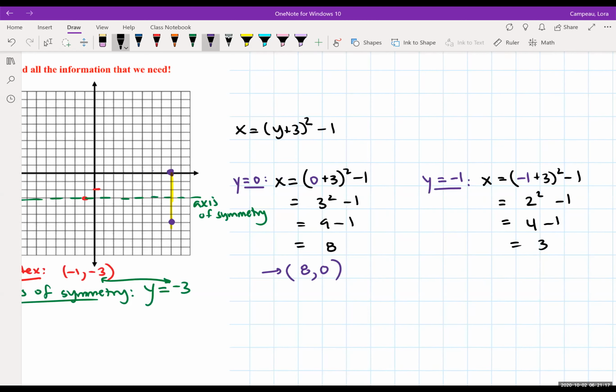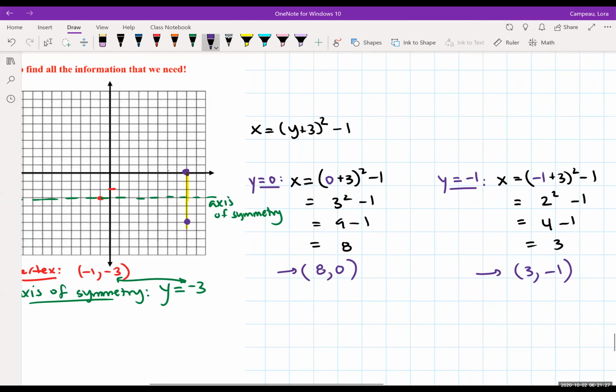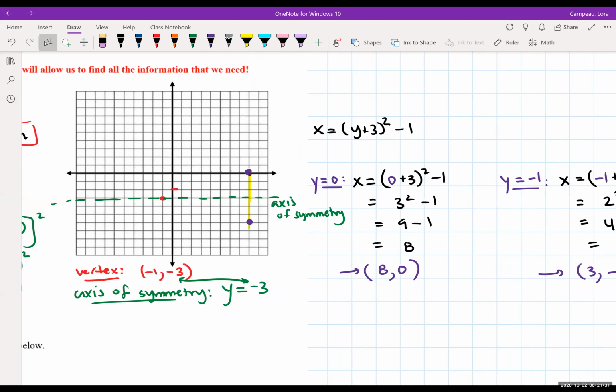So when we make our ordered pair, remember it's the x value that goes first, the y value that goes second. So 3 comma negative 1. So if we have 3 comma negative 1, we are located here. So that's going to give us a pretty good accuracy. Also note with the axis of symmetry, if you're 2 units away, you can go the other way to get another point.